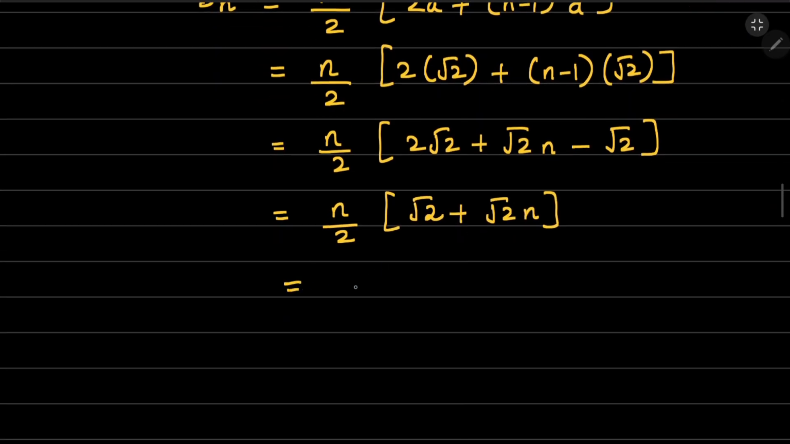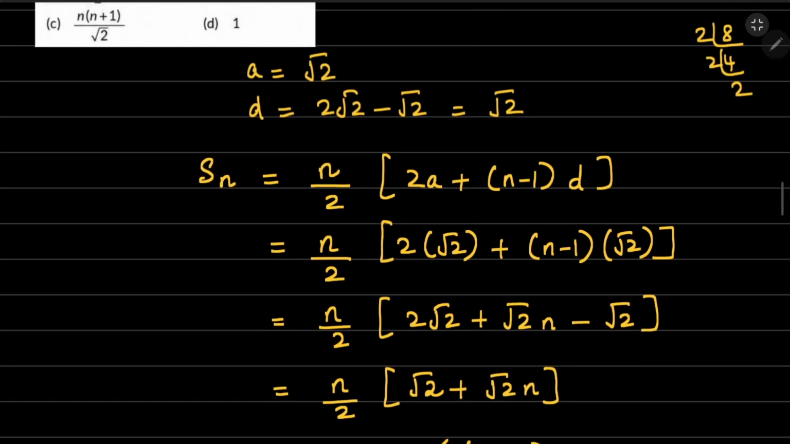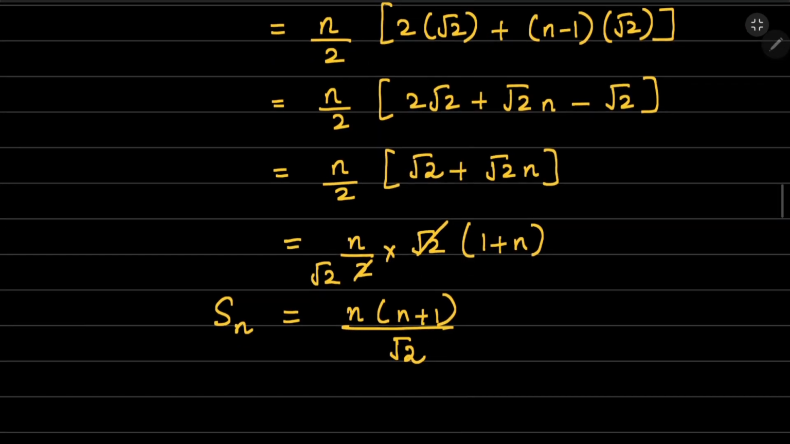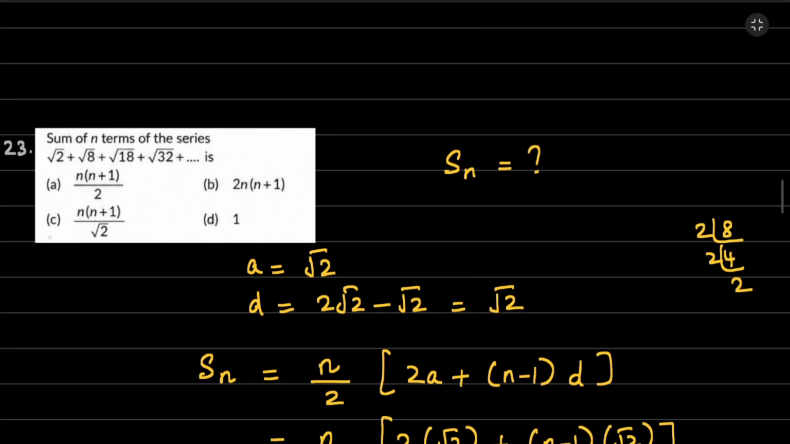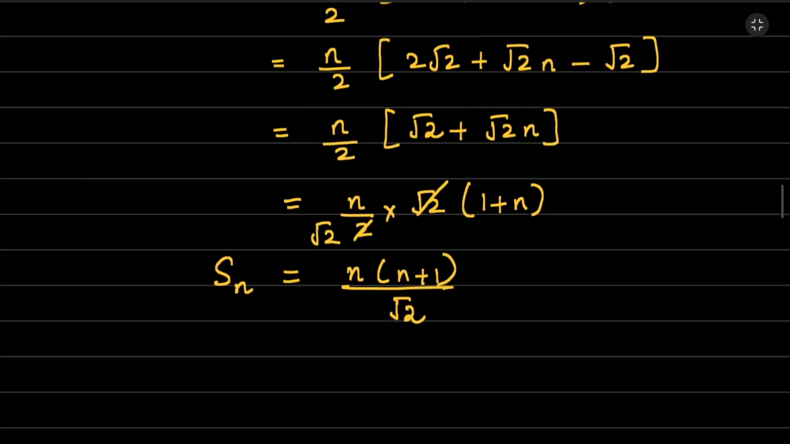Right? You can take one root 2 outside. Root 2 common out. You have 1 plus n inside. And if you cancel, you'll have root 2 in the denominator. 2 is nothing but root 2 into root 2. So this is n into n plus 1 divided by root 2, which is what I am getting as the sum of the first n terms. Right? N into n plus 1 by root 2. Option number C is the correct answer. I hope it's clear. Let's move on to the next question.